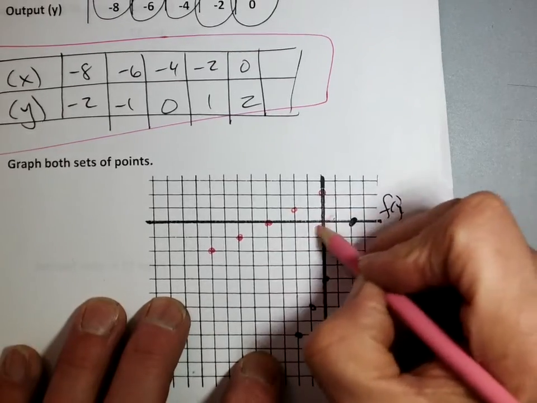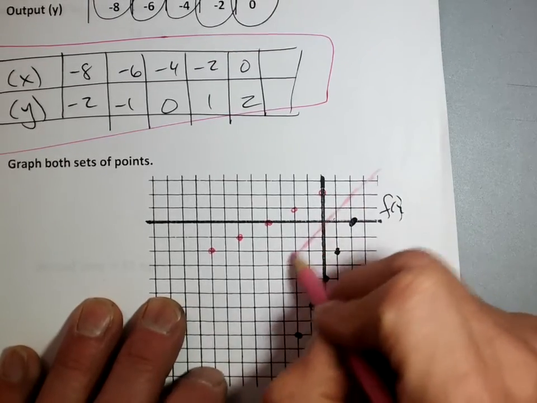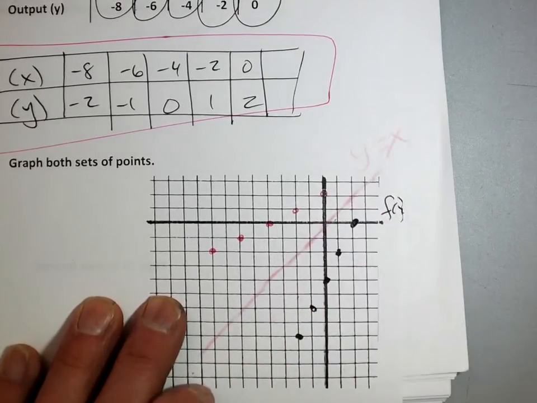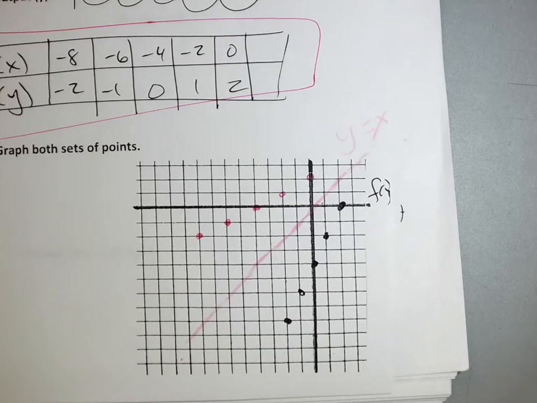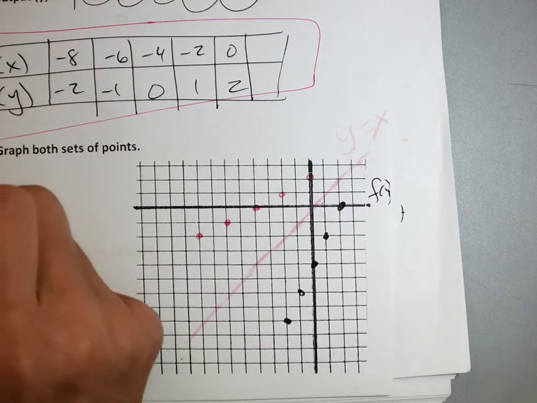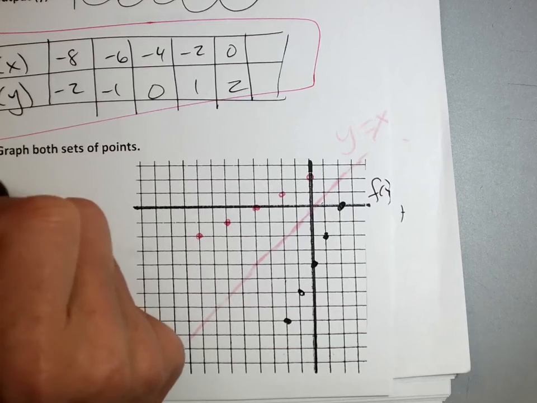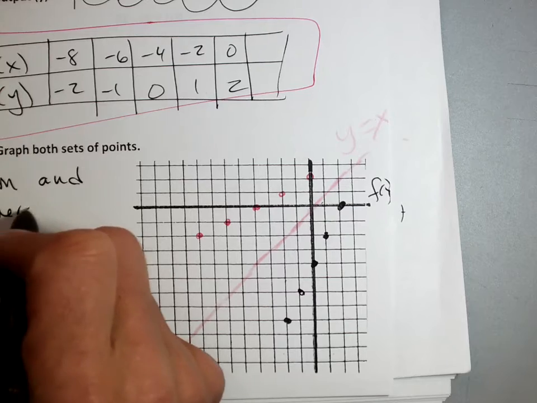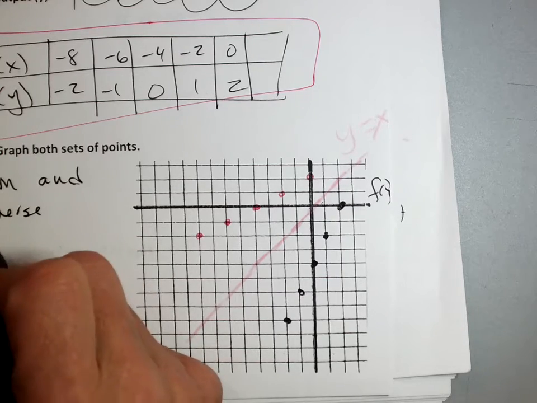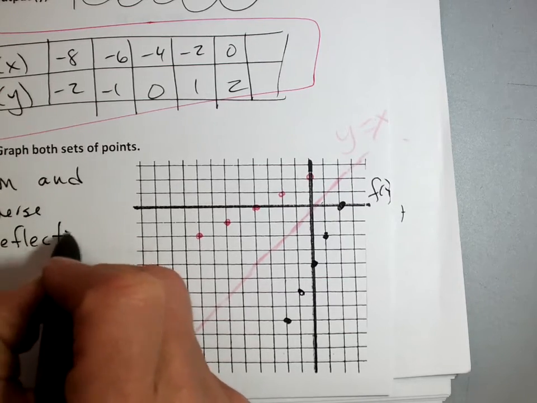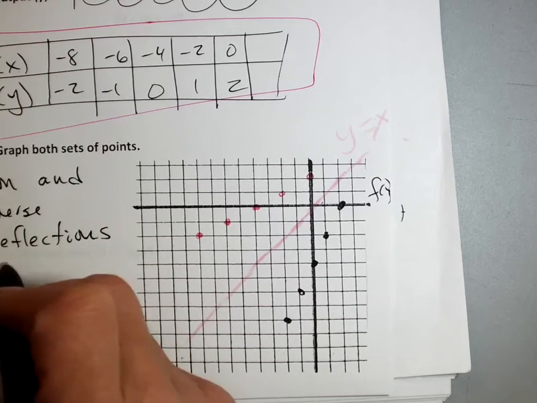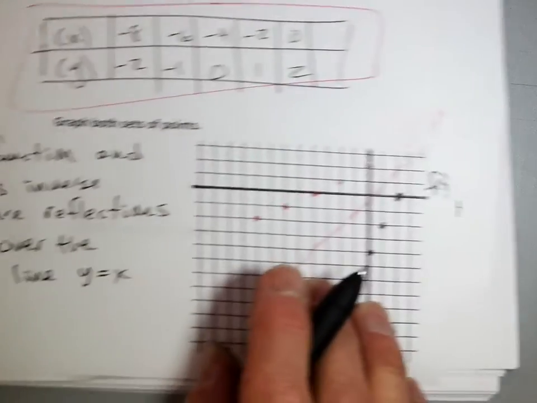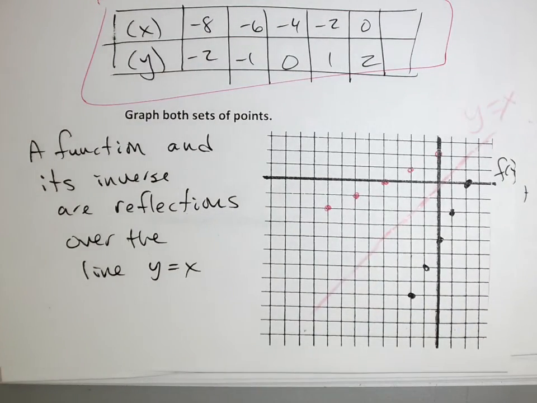If I draw in this line right here, and we did this before. This is the line y equals x, right? What we find is that a function and its inverse are reflections over the line y equals x. And we had done that before, but I never called it an inverse, did I?